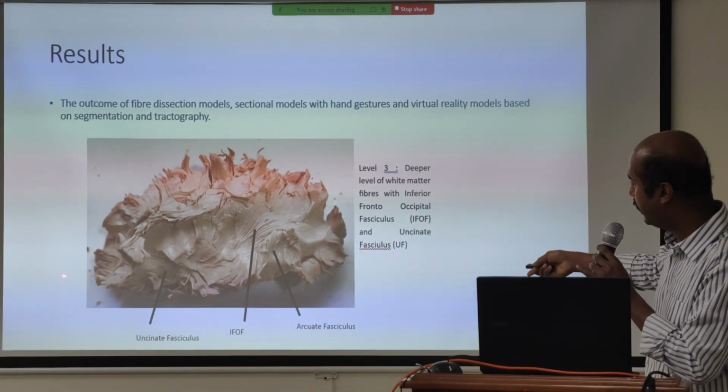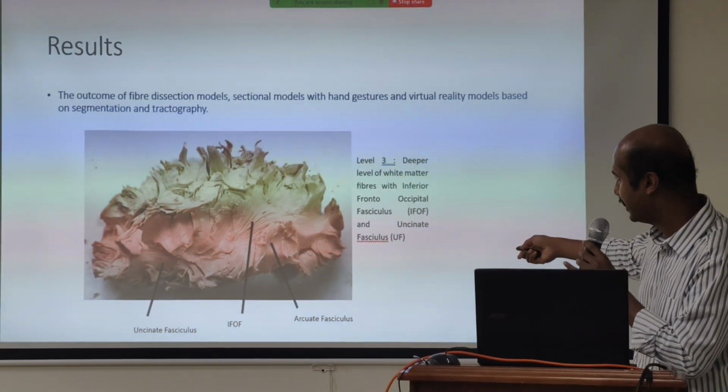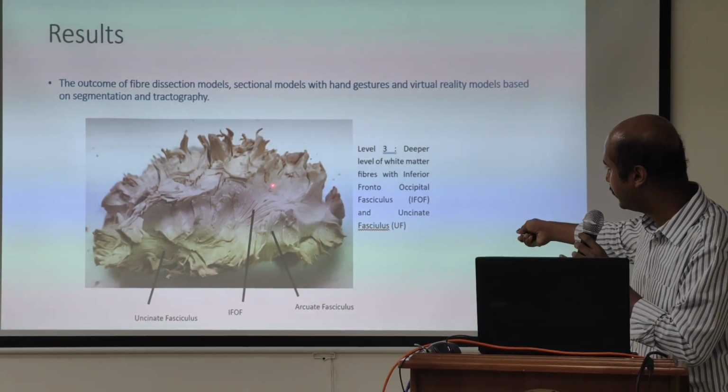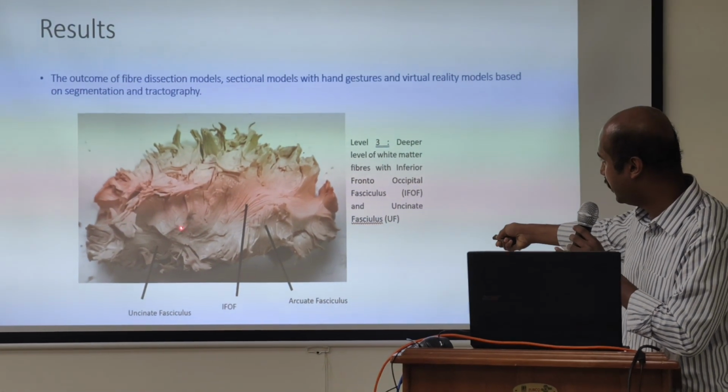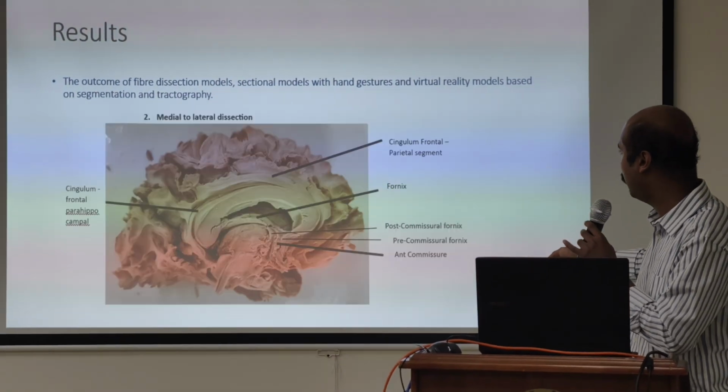There is a deeper layer in the, as you can see, this is the other side. So here you can see the uncinate fascicles, here you are seeing the inferior fronto-occipital fascicles, the bow tie appearance of IFOF. So you are seeing all these.